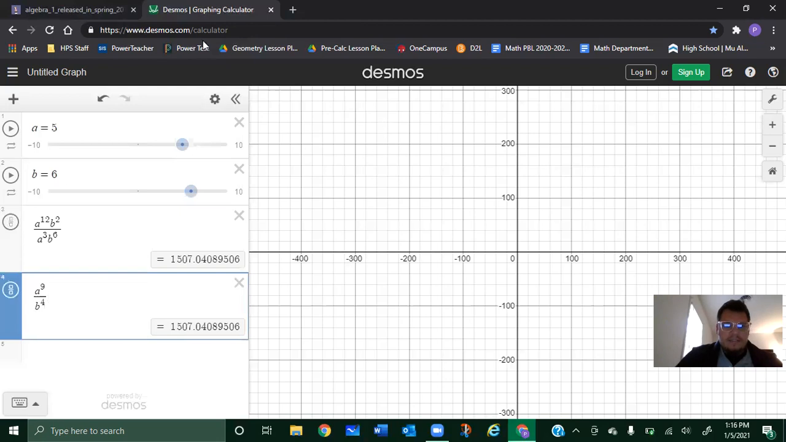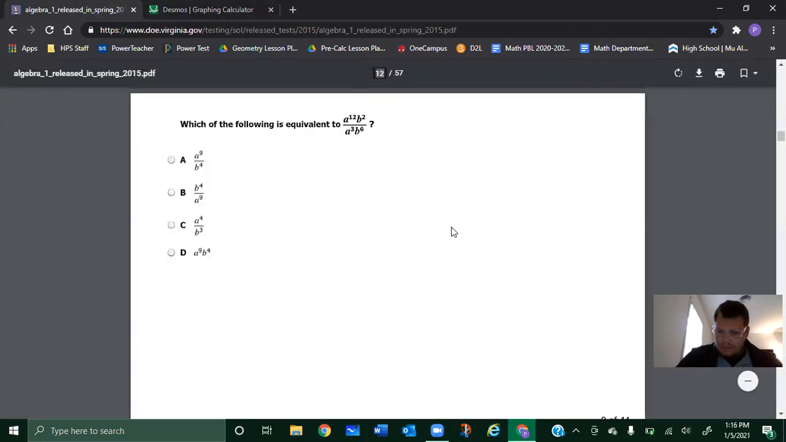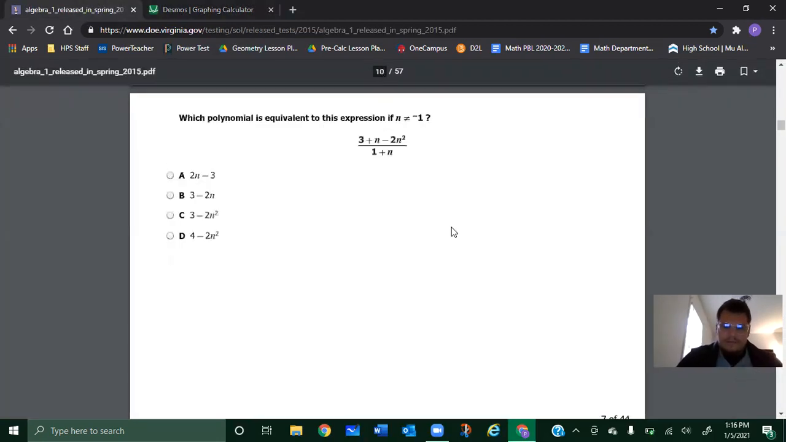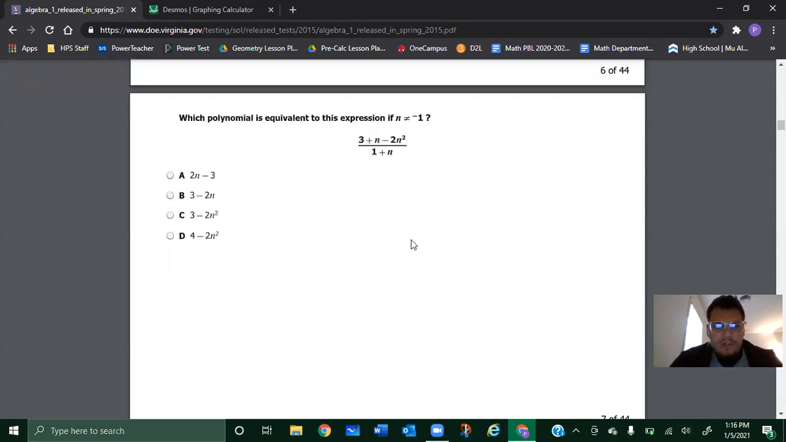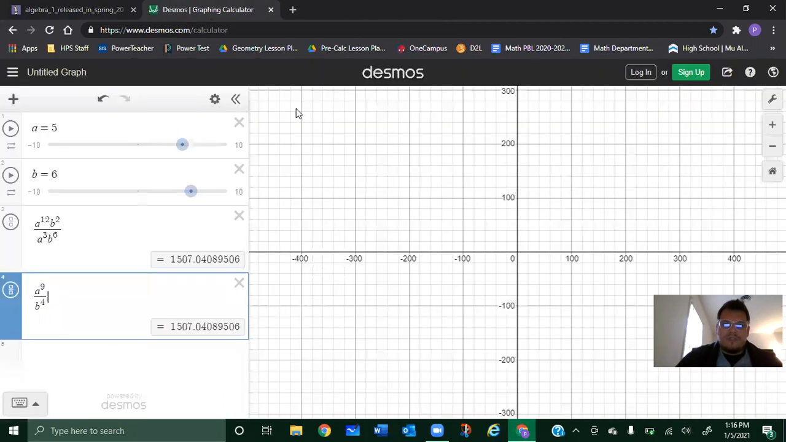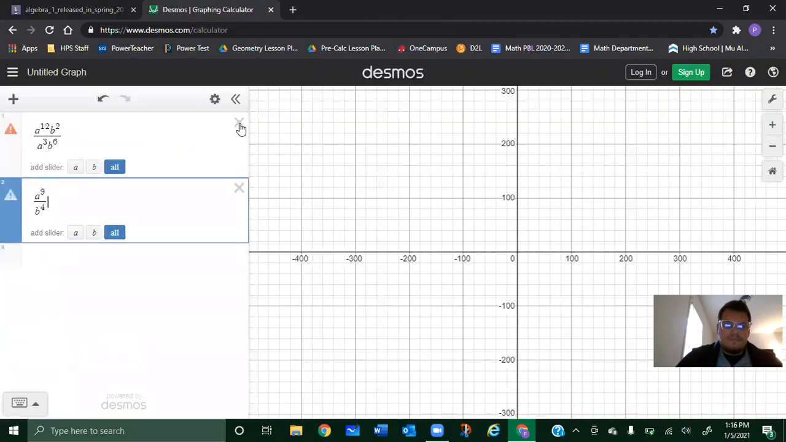Let's look at page 10. So this one says, which polynomial is equivalent to this expression if n doesn't equal -1? So we don't have to worry about the n doesn't equal -1. We already know that, it's fine. All we need to do is type this in and type these in and figure out which one is the same.